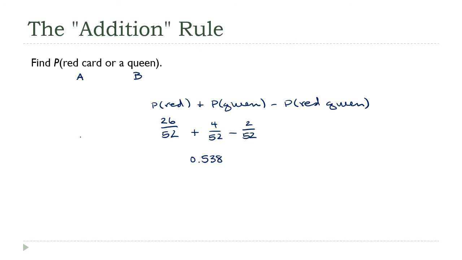Okay, so think about this for a minute. That's a little more than a half, right? Does that make sense? Well, yeah, I think it does, right? Because the red cards make up half the deck, and we've got just a couple more cards. We've got the 2 black queens. Right, so yeah, it does kind of make sense that this would be a little more than 50%.